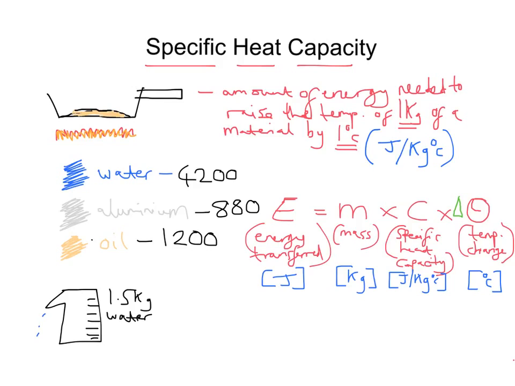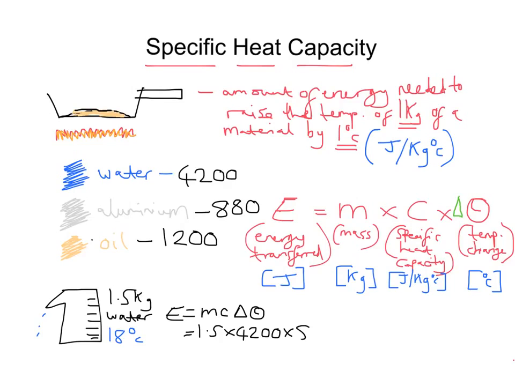You're told that the temperature at the start is 18 degrees C, and you want to know how much energy is needed to bring that water to the boil. So if we use our equation, E equals mc delta theta, we know that the mass is 1.5, the specific heat capacity of water we've got at the top as 4,200. The temperature change, delta theta, well, if we're starting at 18 and we're bringing it to the boil, which is 100, that's going to give us a temperature change of 82 degrees.